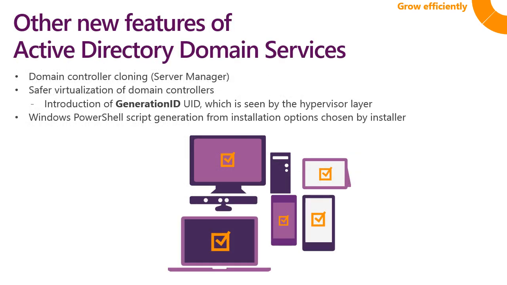So some of the other new features that you've got inside of ADDS, you've got Active Directory Domain Controller cloning, whereas in the past this was something that was really frowned upon. One of the changes that has occurred with more recent versions of Active Directory is the generation ID, the unique identifier, which means that the hypervisor layer can recognize that and knows what to do in terms of recognizing the version it is and whether it's a good version to bring online or not. And now there's other capabilities. You've got the Windows PowerShell script generation, which we just covered.